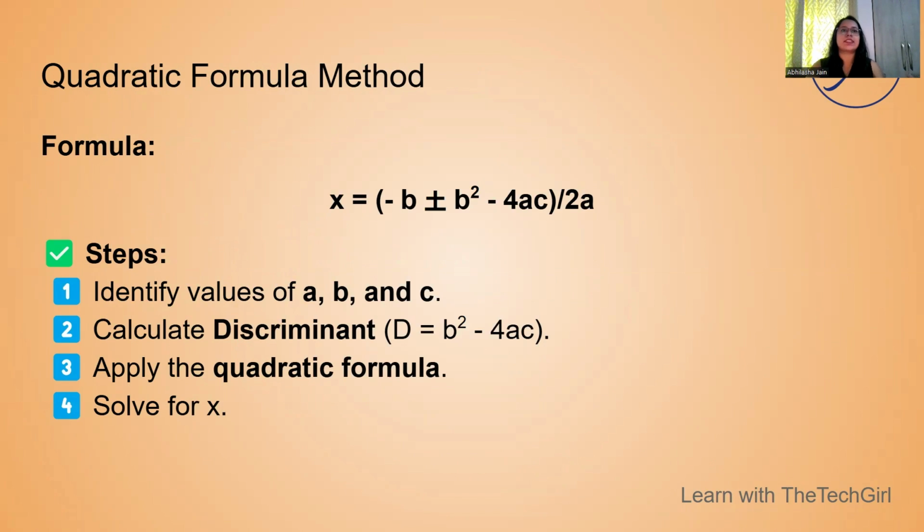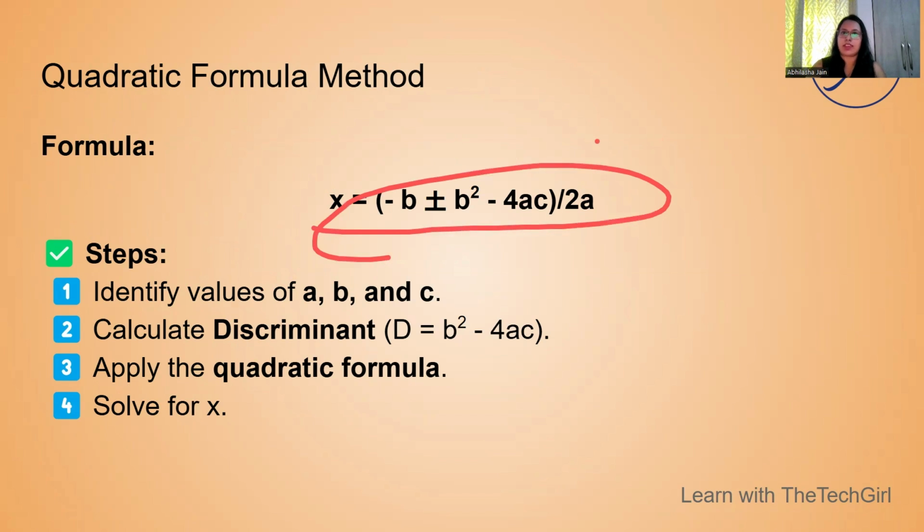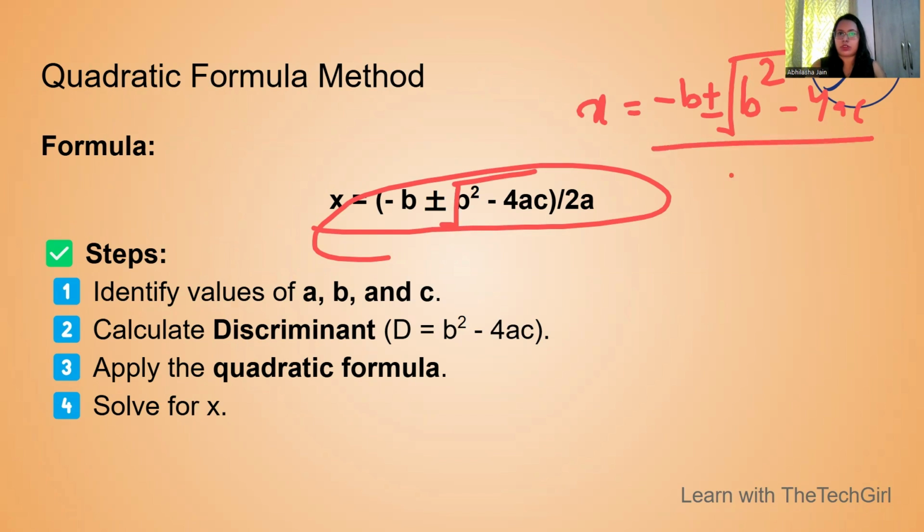The next method is the quadratic formula method. Okay, so what is the quadratic formula method? There is a formula that we use to find the value of x. Okay, the formula is x is equal to negative b plus minus the square root of b square minus, oh, I forgot to add a root, 4ac, all over 2a.